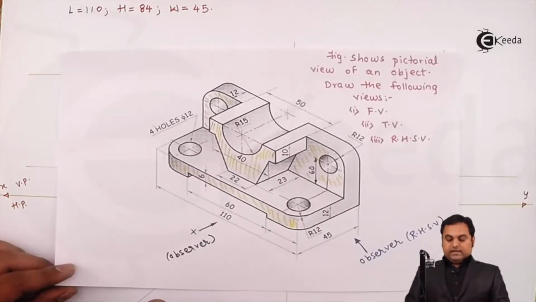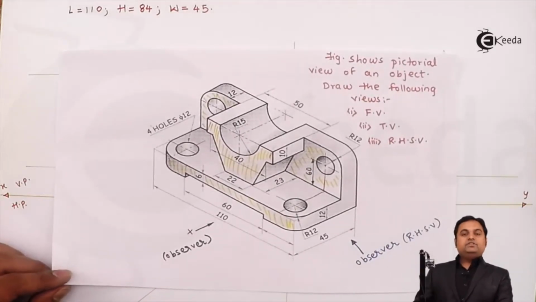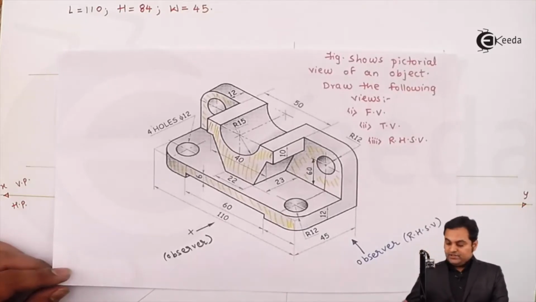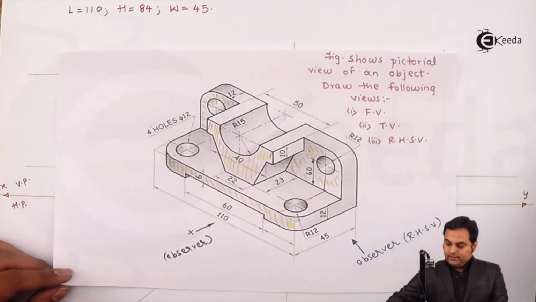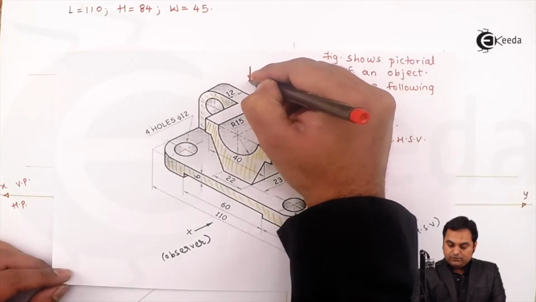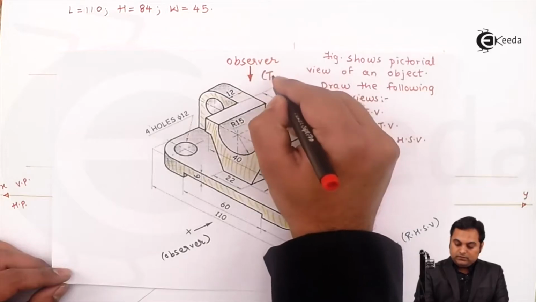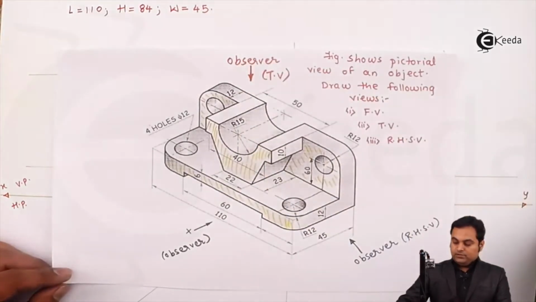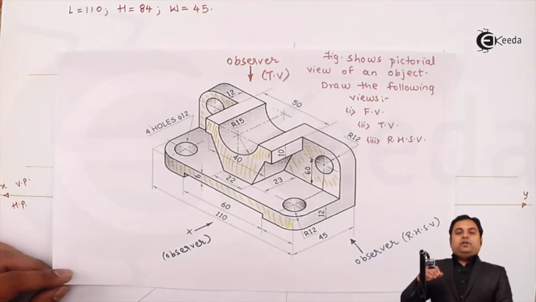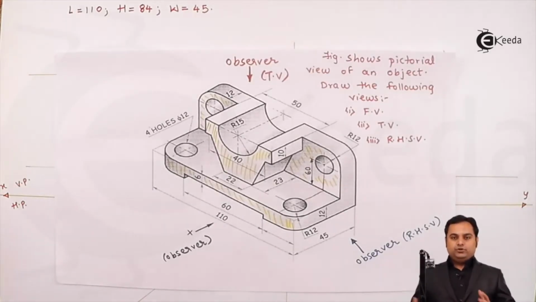So here I can say that the front view is completed along with both the visible and hidden portion. Next I have to draw the top view, and for that the observer is here in the top view. Now when I'm looking as an observer at the top, I have to draw those things first which are closer to me.